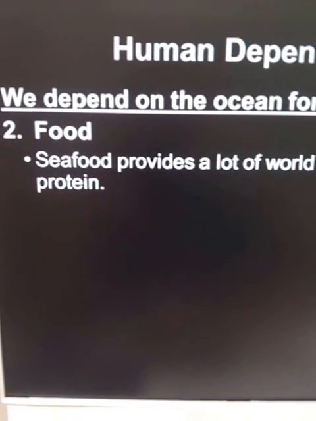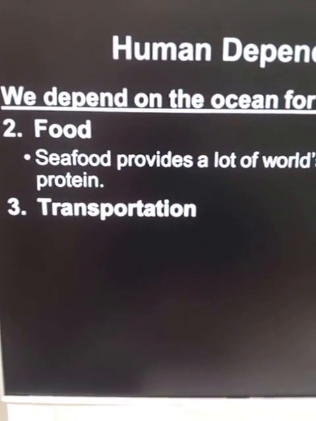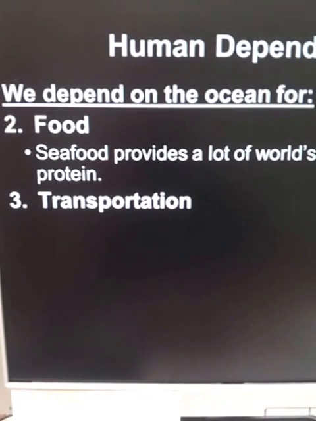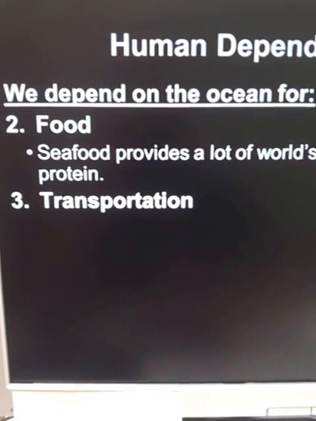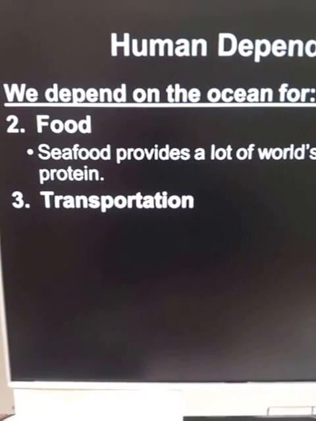We depend on it for food. Seafood provides a lot of the world's protein, specifically in coastal cities, coastal countries, island cities. You're going to see that they depend heavily on that seafood.